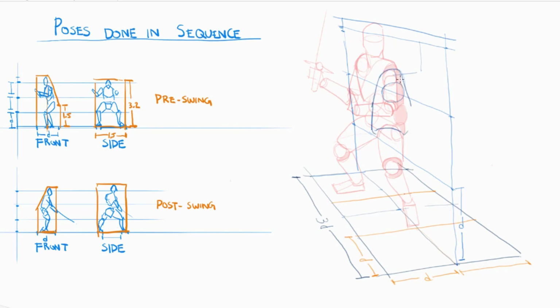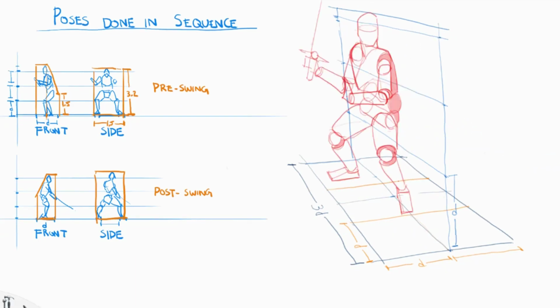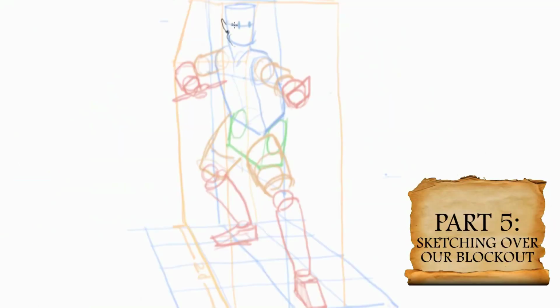Alright, now we'll lower the opacity of the first pose and draw the final pose of the sword swing. And now we'll test the movement between the two poses to see if it seems natural.